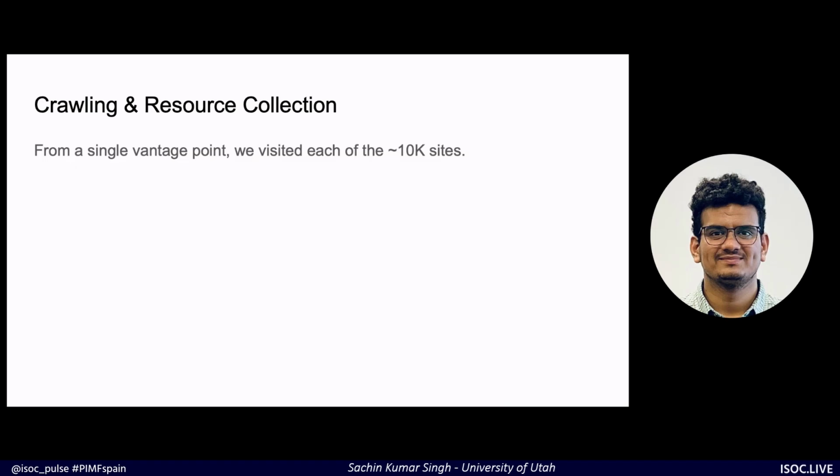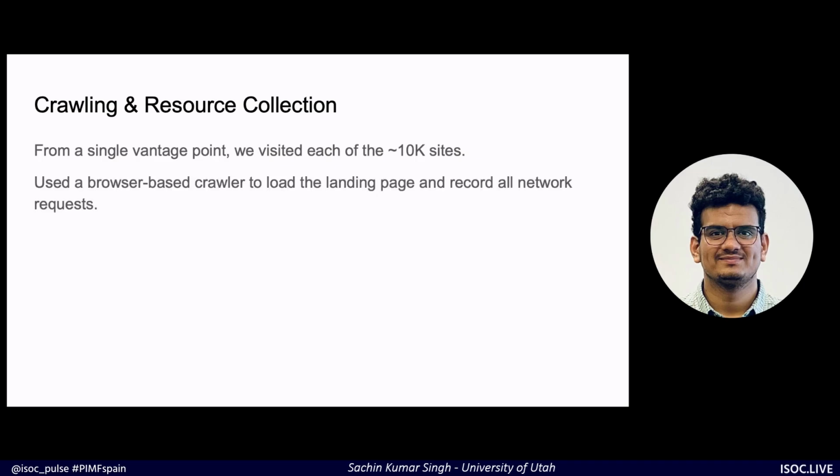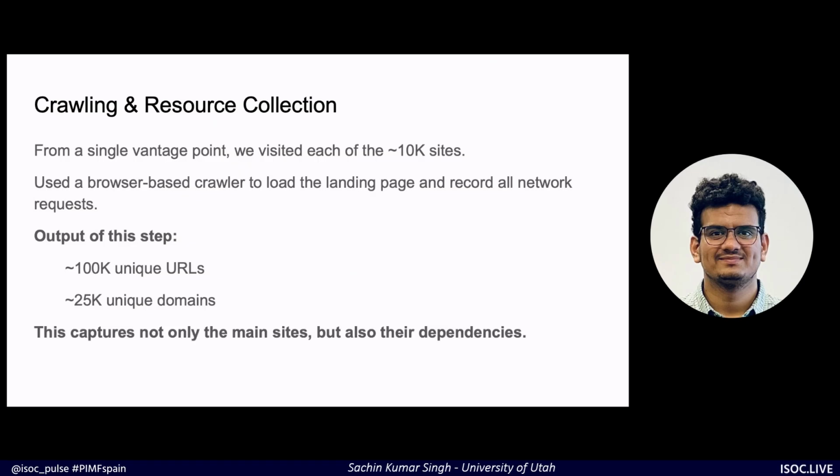Now, we start our crawling and collecting the resources from a single vantage point, and we have 28 vantage points. We visited each site in the 10K website set that we talked about in the last slide. We use browser-based crawlers to load the landing page and record all the network requests. And from this, we extracted all the URLs. So from this step, we got 100K unique URLs, and we extracted the domain information from those. So we got 25K unique domains. This step not only captures the main site, but it also captures the dependencies of each main site.